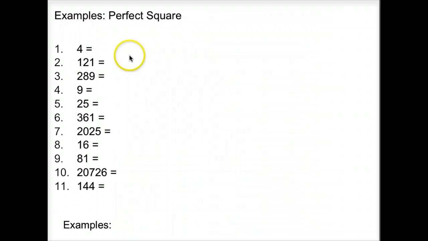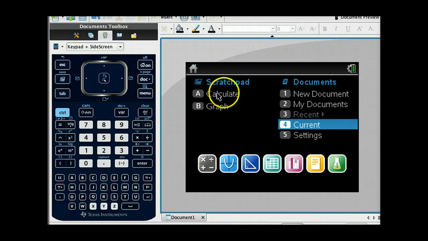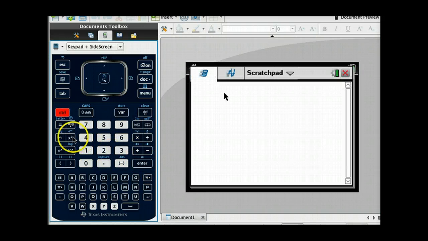So what we're going to do is really quick some example perfect squares. How do we get this? On your calculator, get your calculator. Now that you've got your calculator on the home screen, I'm going to go to calculate and hit enter. So I want to find the square root, this control x squared, and let's enter our first one, which was 4. Hit enter. So you'll see 2. All that means is if I multiply that number by itself, I will get that answer.